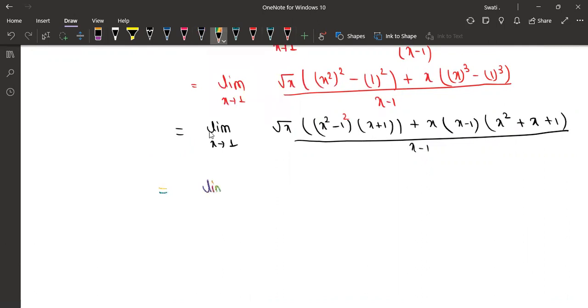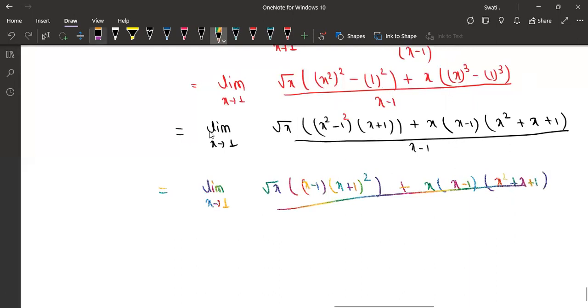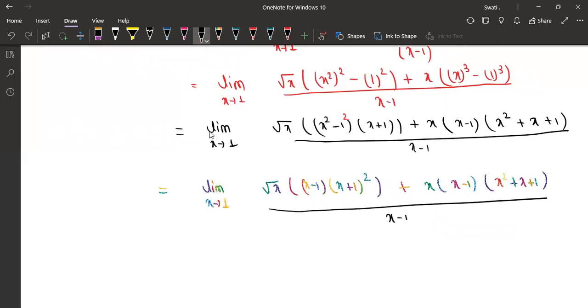So this will become limit x tends to 1. This is root x as it is, and inside the bracket, this is in the formula of a square minus b square, that is going to be a minus b into a plus b. So x minus 1 into x plus 1. And then of course, another x plus 1. So that x plus 1 and this x plus 1 will become x plus 1 square, plus x into x minus 1 into x square plus x plus 1. And then upon x minus 1.